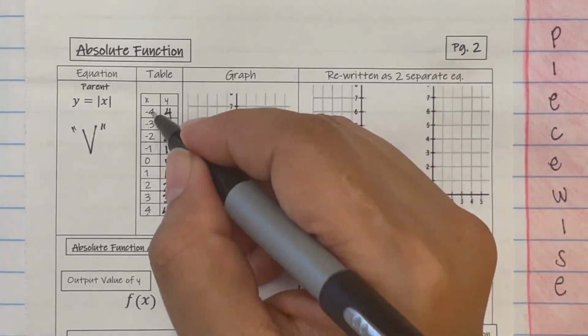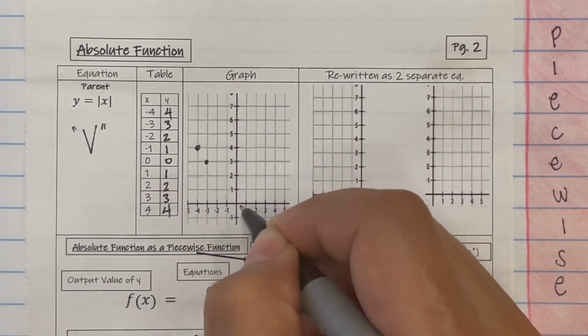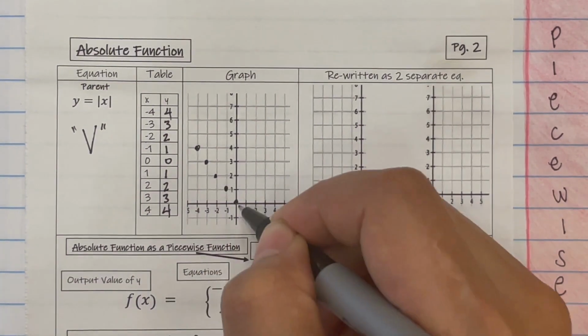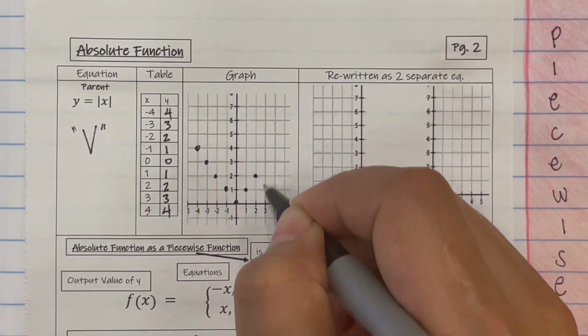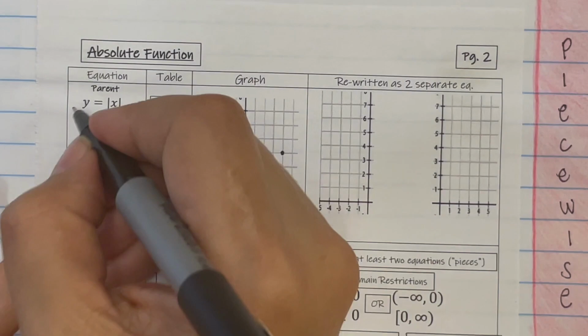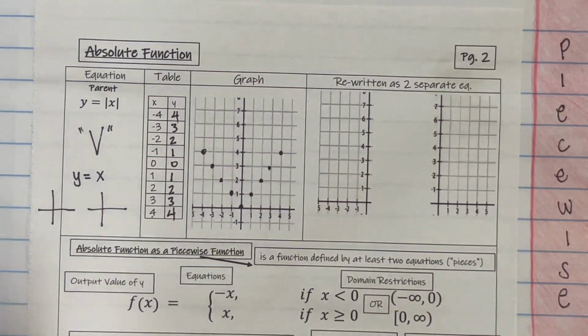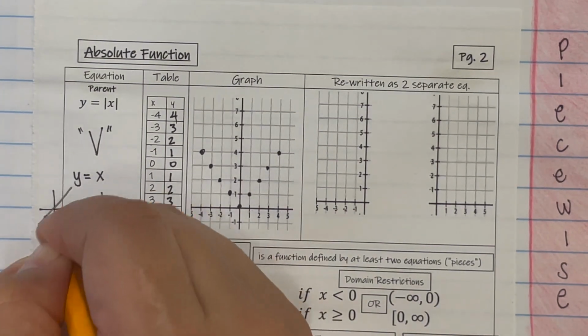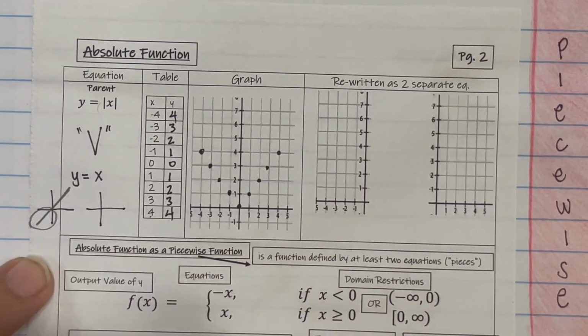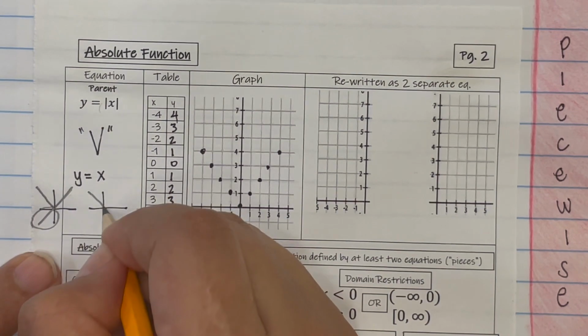Let's go ahead and plot that. -4, 4, -3, 3, -2, 2, -1, 1, 0, 0, and so forth. And you can see that it's becoming a V. We can also look at this as an equation, y equals x. And what does that look like? A straight line through 0, 0, increasing with a slope of 1, 1. But because we know it's only positive, we can't have these negatives, so it really looks like that.